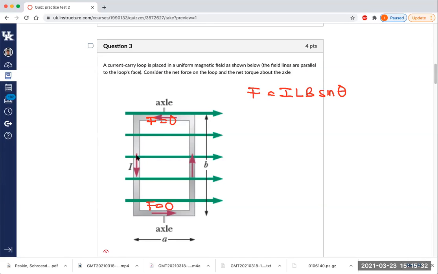On the left and right, there will be forces that are determined by the magnetic field and determined by the current. Those forces, since the current is perpendicular to the field on the left and the right, will both have a size that is just ILB.